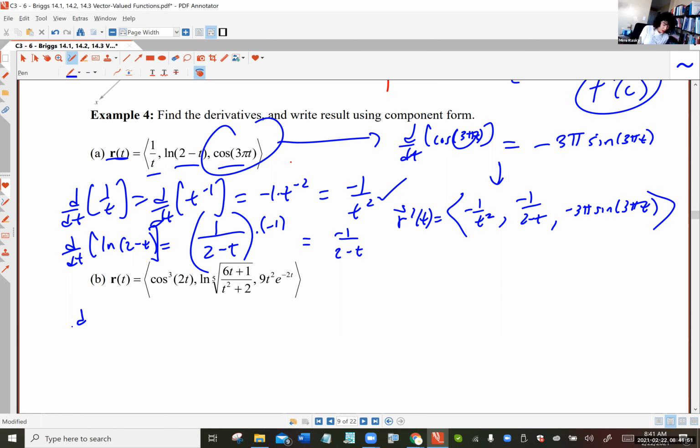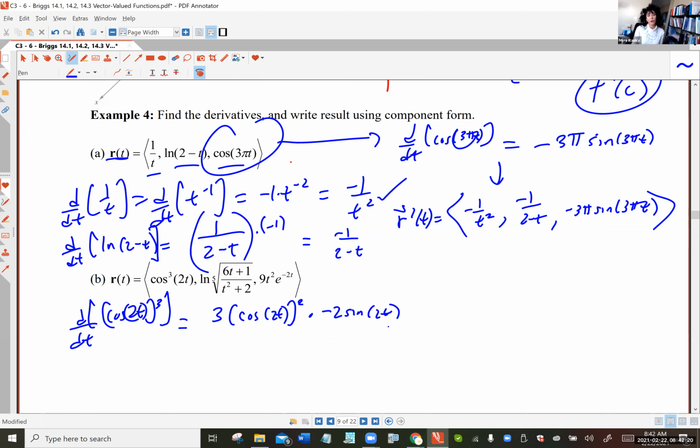What I like to do before I take the derivative of a trig function getting raised to a power is rewrite it, so that way I can see the chain rule has to happen. So first, using the power rule, I'm going to take the derivative of (cos 2t) cubed, which is going to be 3 times the cos raised to the second power, and then chain rule times the derivative of cos 2t, which is going to be negative 2 sine 2t.